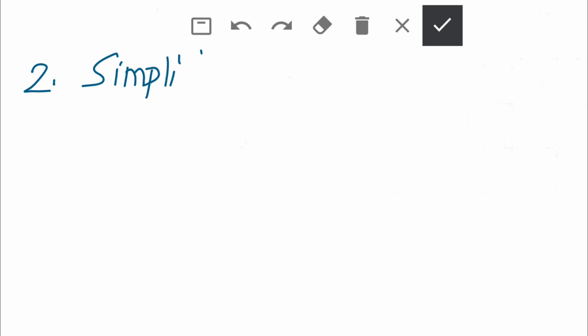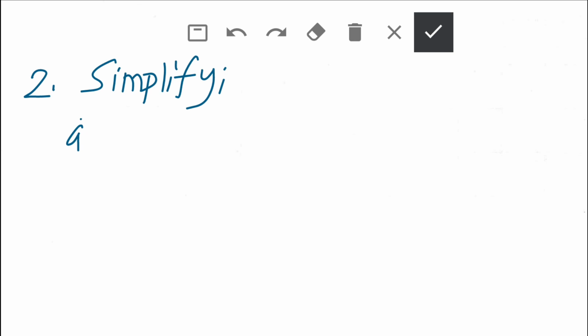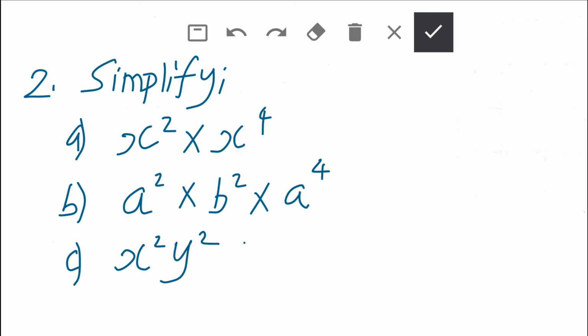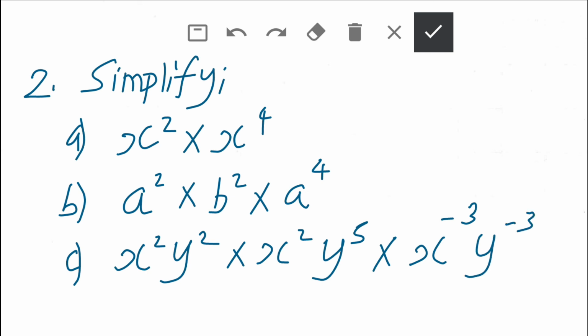And the next one, question 2, you're supposed to simplify the following. A, x squared times x to the power 4. B, a squared times b squared times a to the power 4. C, x squared y squared times x squared y to the power 5 times x to the power minus 3 y to the power minus 3.